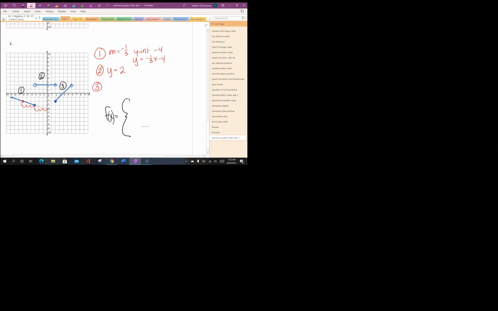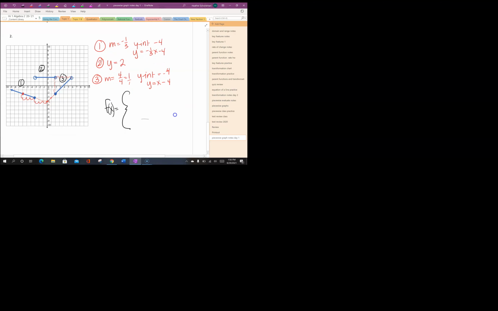Let's try this for line 3. So my slope is going to be 4 over 4, which is just 1. Now I've got to find my y-intercept. I could go up and to the right, but that gets me further away. So I'm going to go down and to the left. Oh, look at that. It's -4 as well. So my y-intercept is -4. So my equation would be y equals 1x, or just x, minus 4.